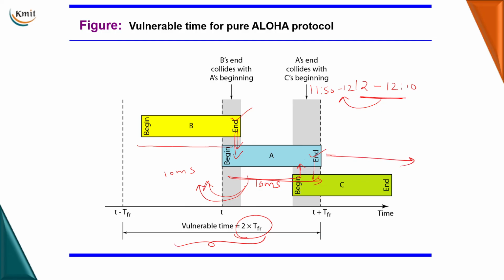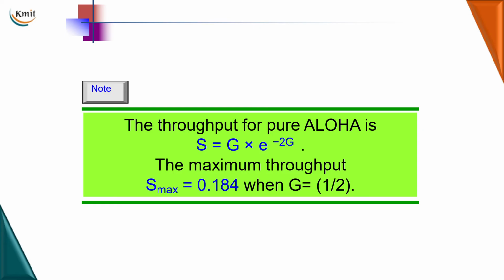During this period, anybody can transmit. But if you transmit before this 10 milliseconds, then there will be a collision. So what we have understood is that the vulnerable time period of pure Aloha is 2 times the frame transmission time.